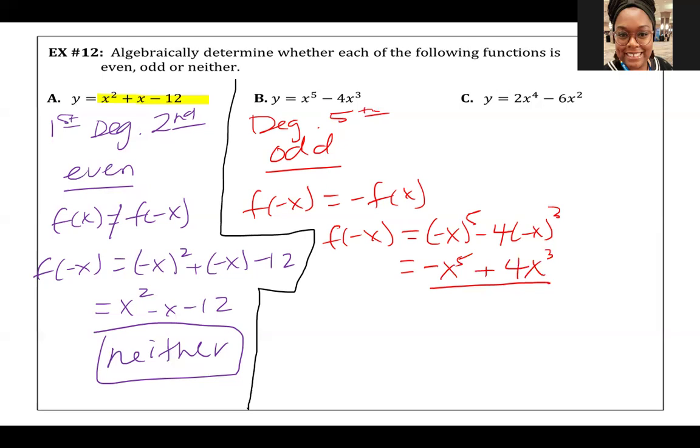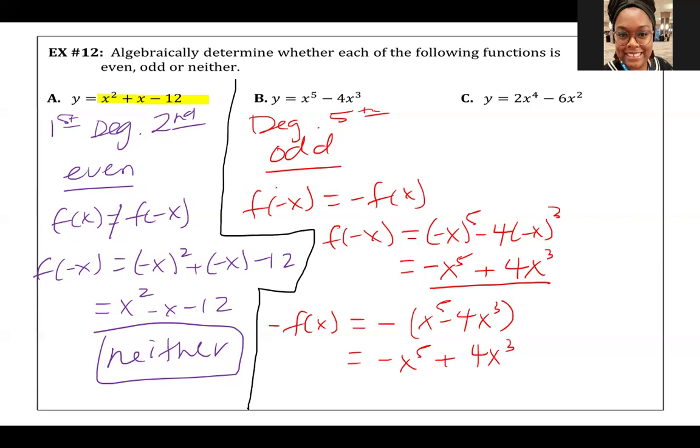So I checked this. I found this one already. Now we're going to do negative f of x. When you have negative f of x, that simply just means that you are changing the sign of every term, right? You're taking the entire function, x to the 5th minus 4x to the 3rd, and you're just distributing the negative. When I distribute that negative, I end up with negative x to the fifth plus 4x to the third.